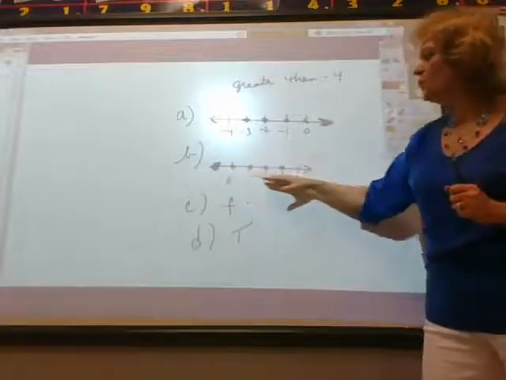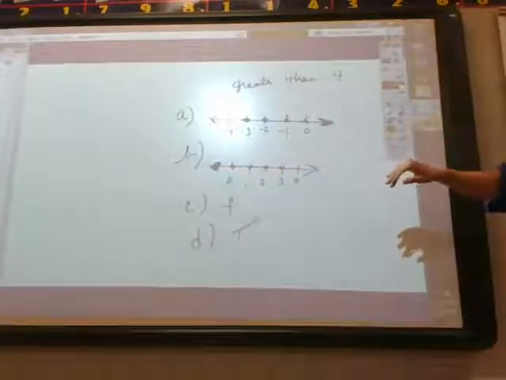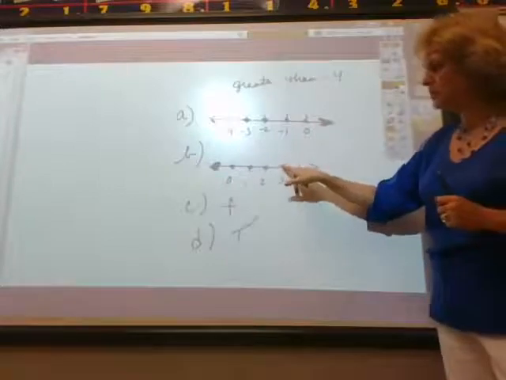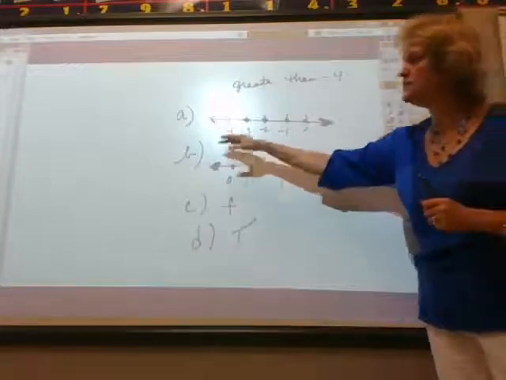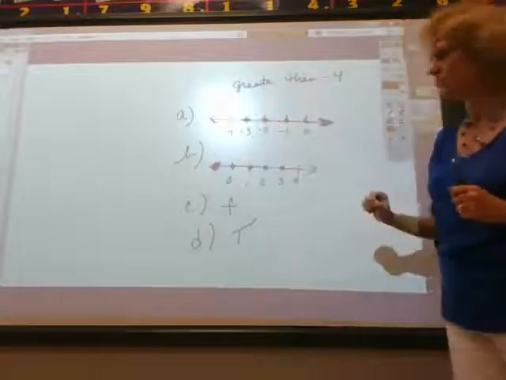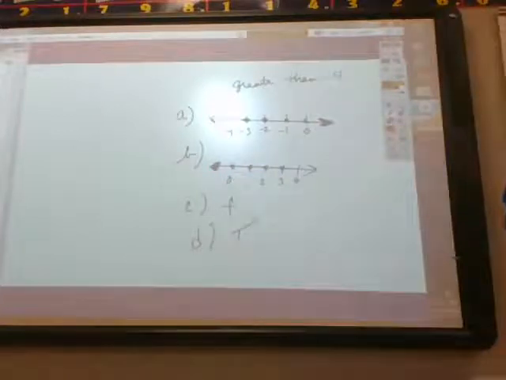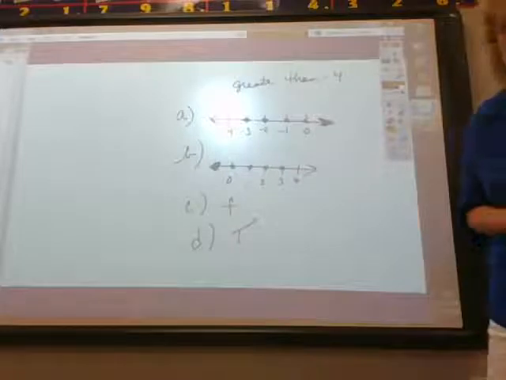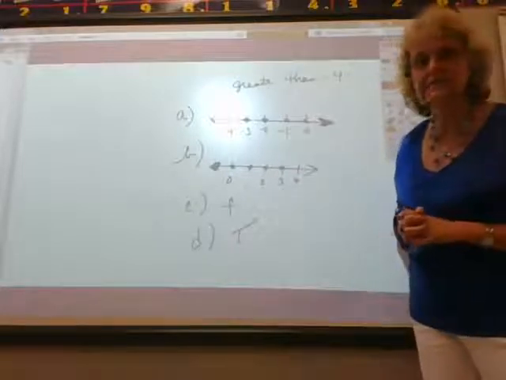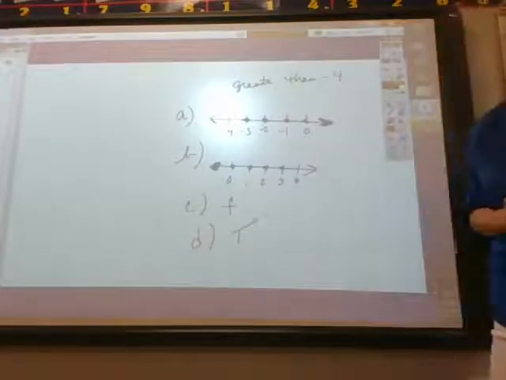For B, you want the integers less than 4. So here's 4. You're considering 3, 2, 1, 0, and darker in the negative direction. For C, every integer is a whole number. No, -3 is an integer, but it's not a whole number. So that would be false.